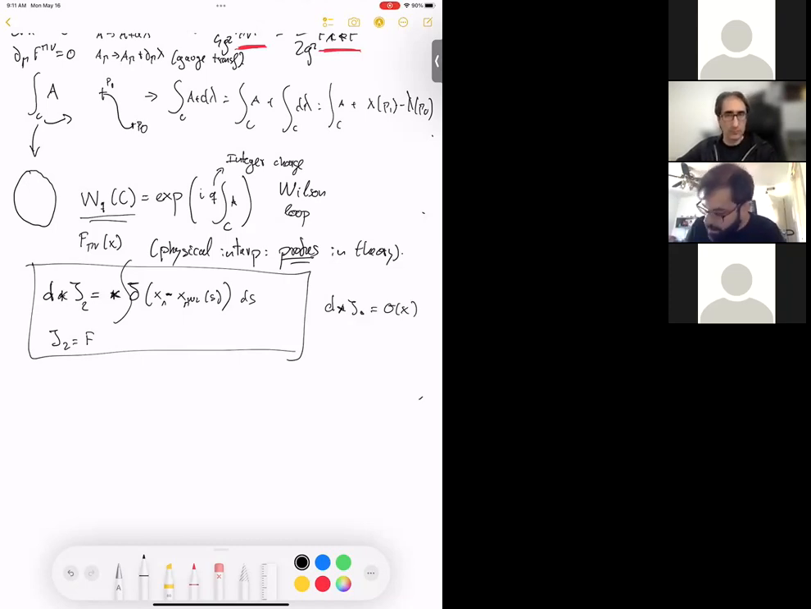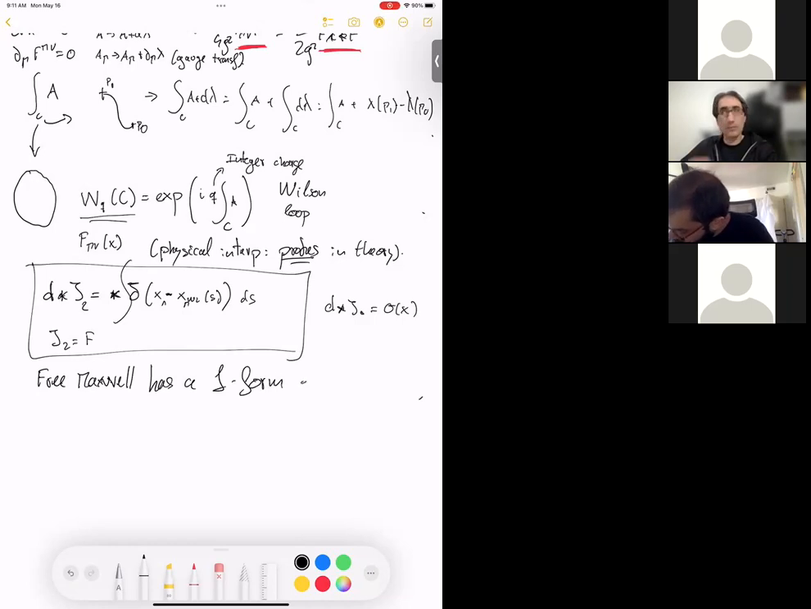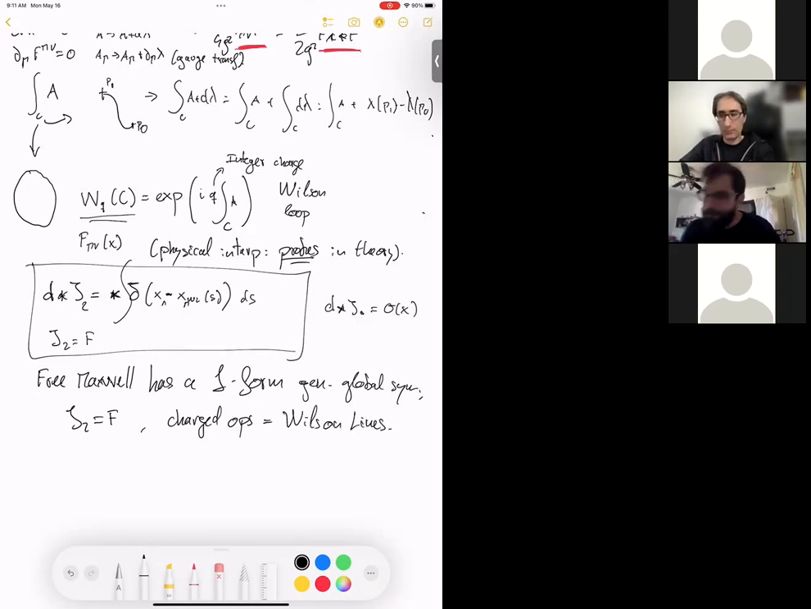So this theory, free Maxwell theory, has what we call a one form generalized global symmetry. And the current of the symmetry is just the field strength. Okay? And the charge operators are these Wilson lines. Okay? So this is the basic example I wanted to discuss of a generalized global symmetry.